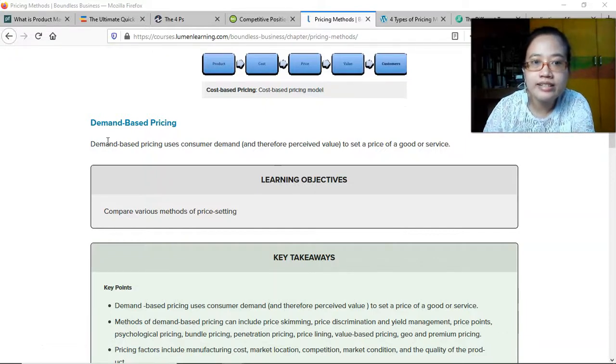Second one is the demand-based pricing. So this uses consumer demand and therefore perceived value to set a price of a good or service. Okay, you're only going to sell the products when they are in demand. Okay, when customers want them.